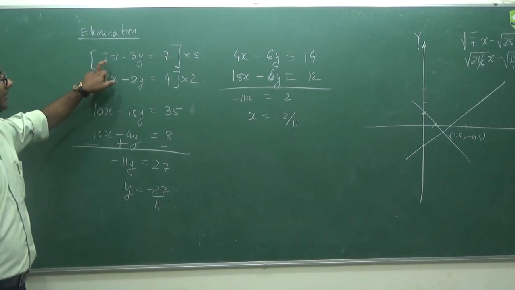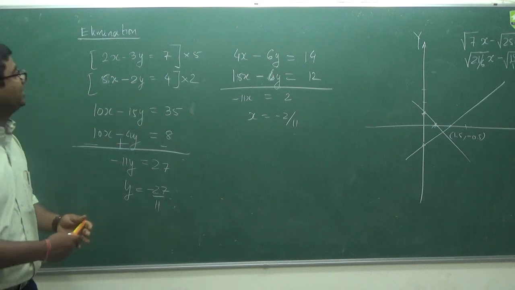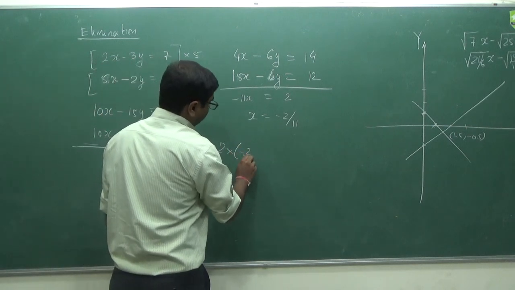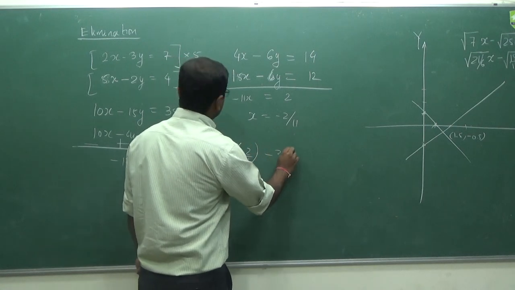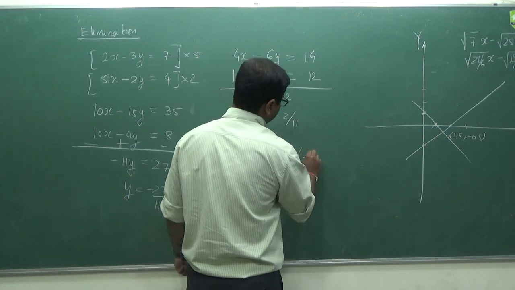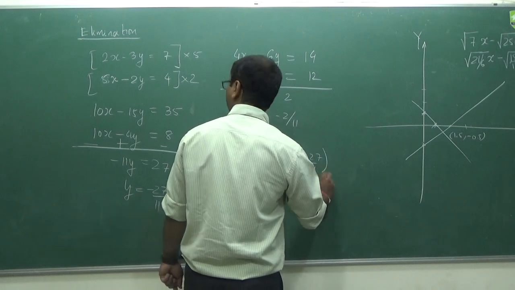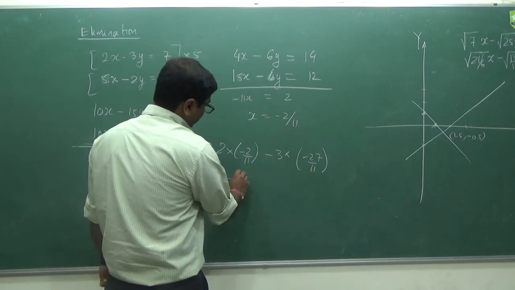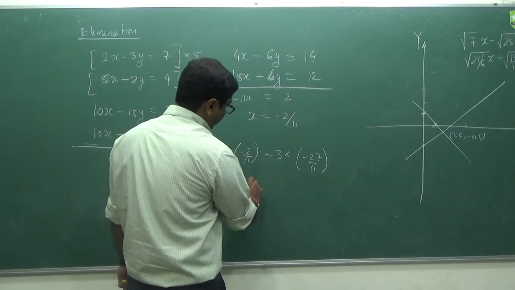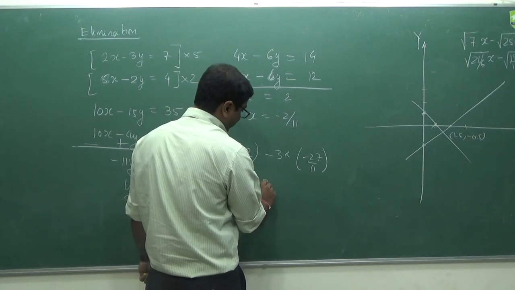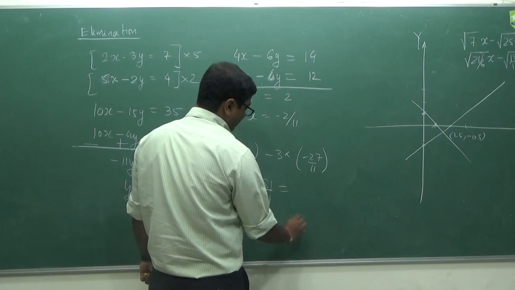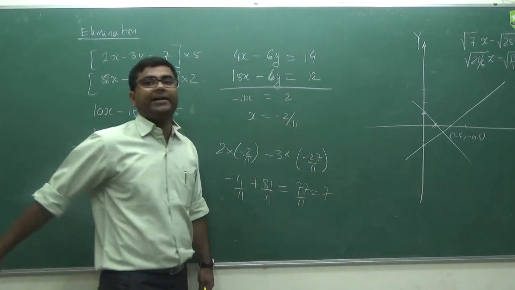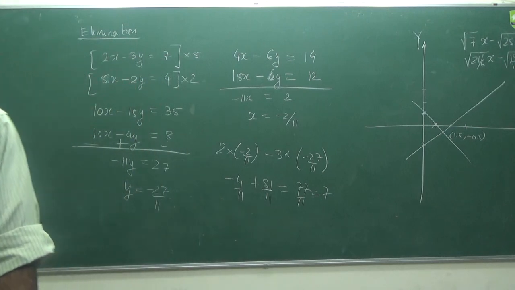So let's put it in the first one. 2x is 2 into minus 2 by 11, minus 3 into minus 27 by 11. This must be equal to 7. Let's check. It is minus 4 by 11, and 3 times minus 27 is minus 81, so plus 81 by 11. That gives 77 by 11, which is 7. Check.